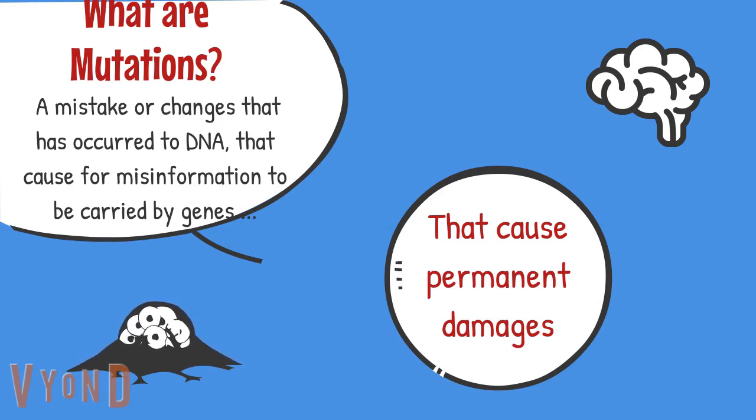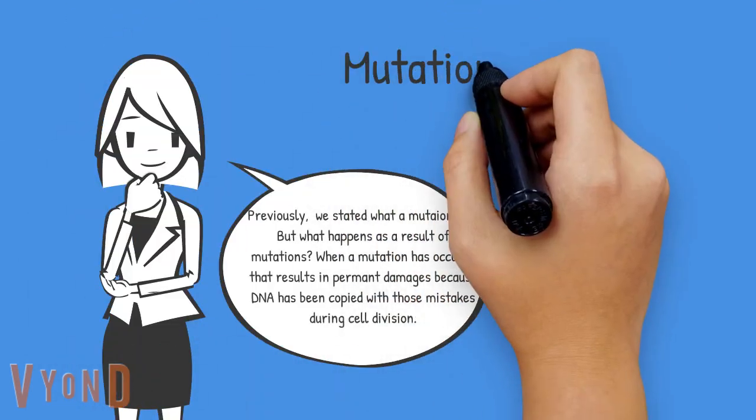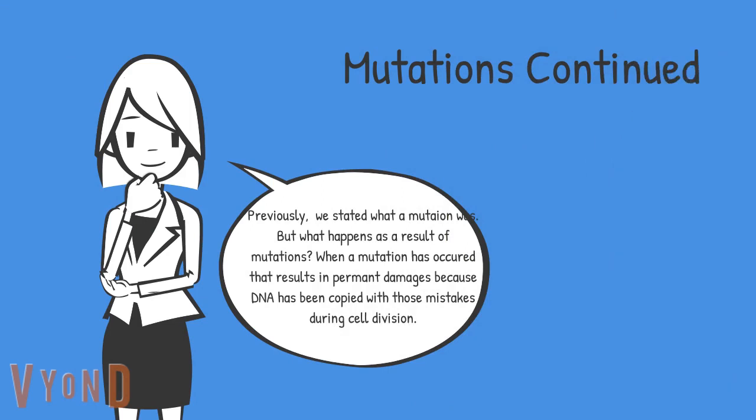Okay, so what are mutations? Mutations are a mistake or changes that have occurred to DNA that causes misinformation to be carried by genes. That can sometimes cause permanent damage. So let's talk about mutations.